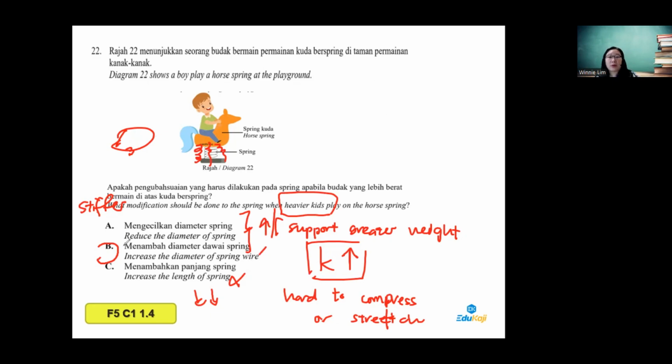By the way, for you to understand, the diameter of the spring is this one, smaller, bigger. Then the diameter of the spring wire means you have a thin wire and also a thick wire. So this is the difference, for your understanding. Of course, B will be the more accurate answer.